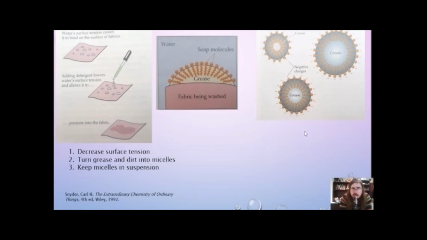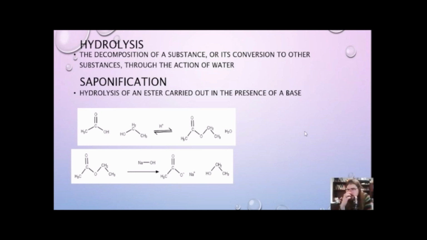Well, how is soap actually formed? We talked about how they did it in ancient Rome, but how do we do it chemically? Well, the first thing we need to understand is that soap is formed through hydrolysis of an ester. The ester group is what happens when we combine the carboxylic acid with an alcohol group. Hydrolysis is simply the decomposition of a substance or conversion to another substance through the action of water.